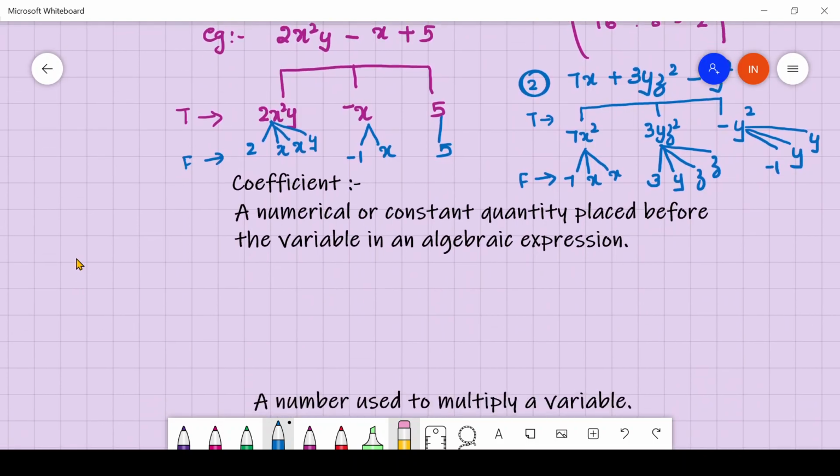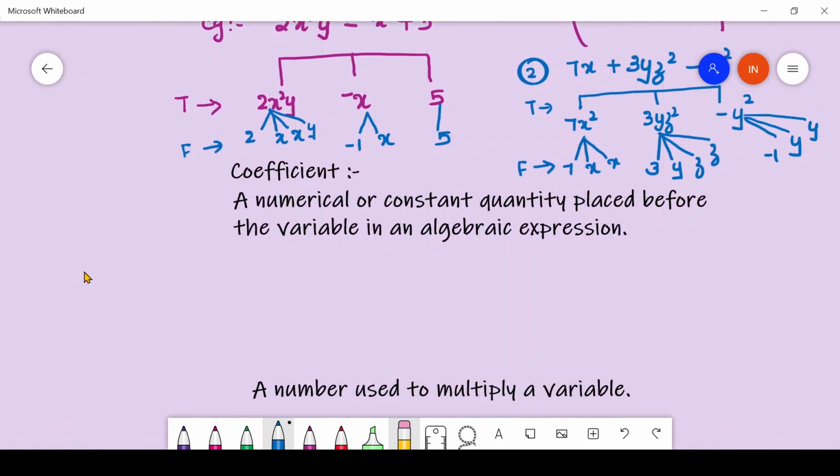Next, let's move on to coefficient. What is a coefficient? How can we write the coefficient of each term? A numerical or constant quantity placed before the variable in an algebraic expression. So, for an example, I'm going to write an expression over here. 3z square y minus y square plus 7x. Let us see what is the coefficient. So it is a constant quantity placed before the variable.